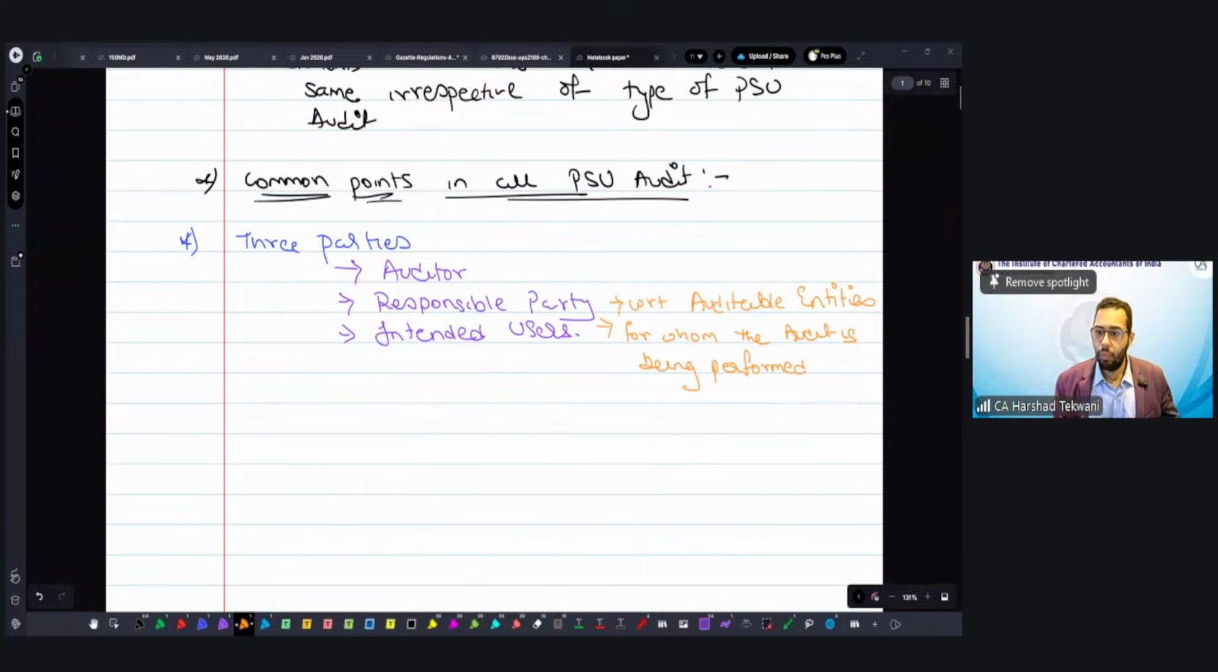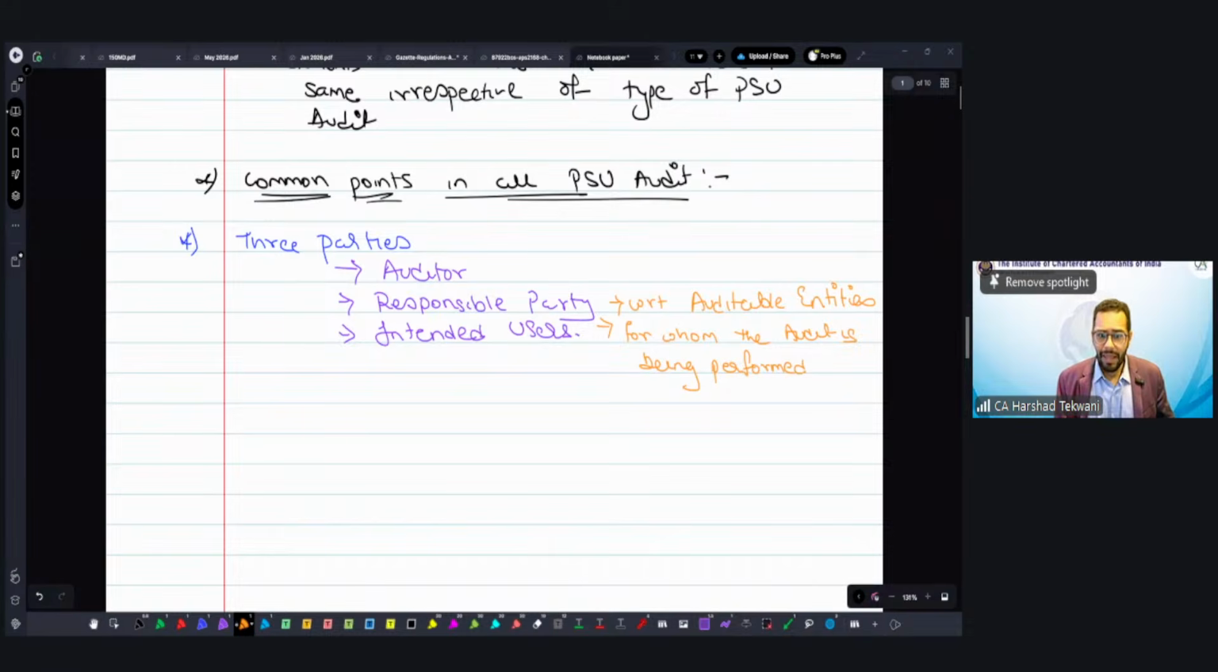What is the second basic element of the PSU audit? Anyone? This was the one that we were talking about. There will be different basic elements that we are talking about. What are the other basic elements? Anyone?